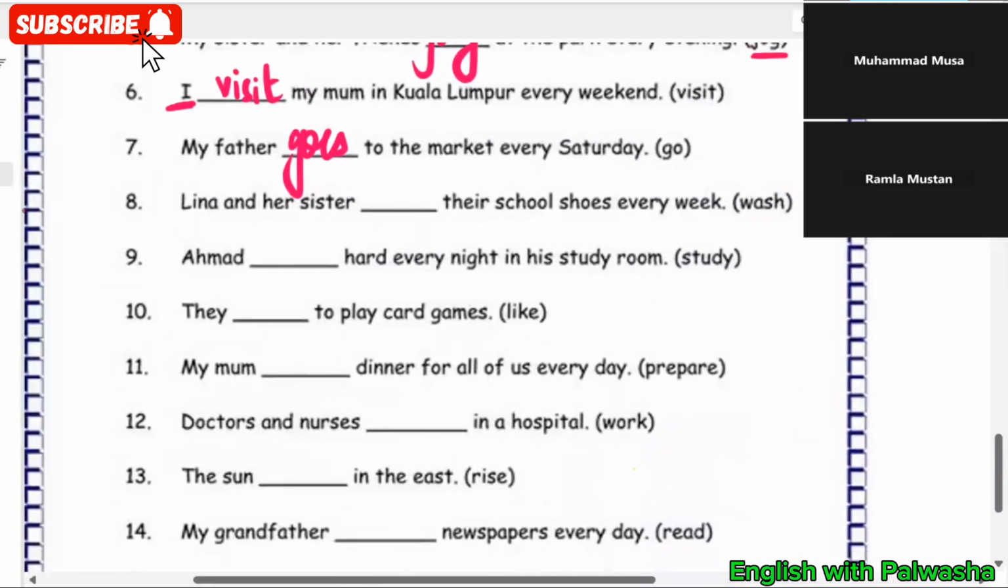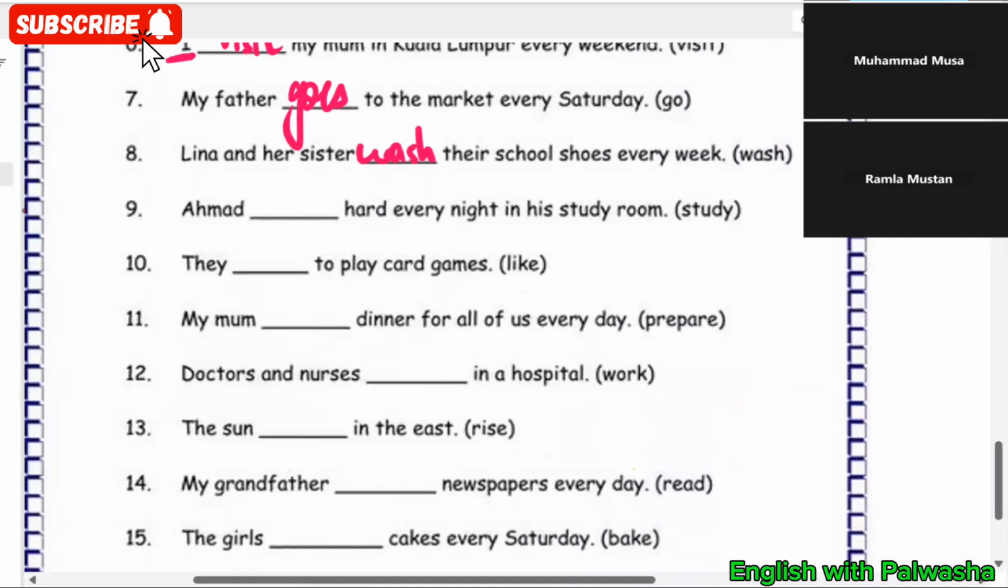Lena and her sister dash their school shoes every week. Wash. The same wash, exactly. Very right. Okay, then moving on towards the ninth one. Ahmad dash hard every night in his study room. Miss, there is a Y, so we will convert it into IES.